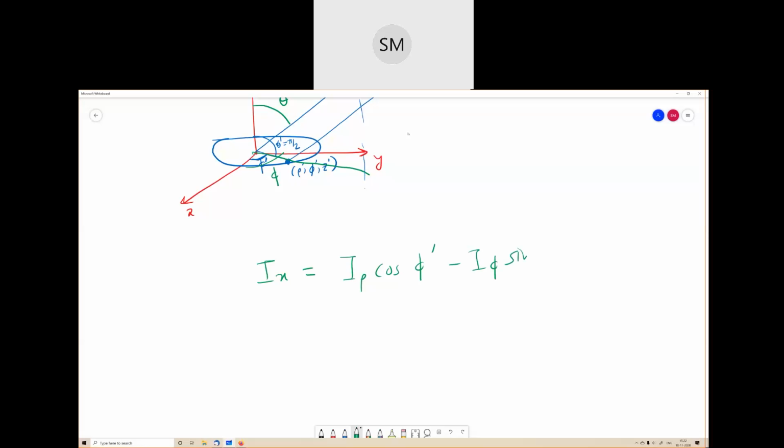So Ix can, by coordinate transformation, Ix can be... Iy equal to phi sin phi, plus I phi, plus phi. Iz equal to.